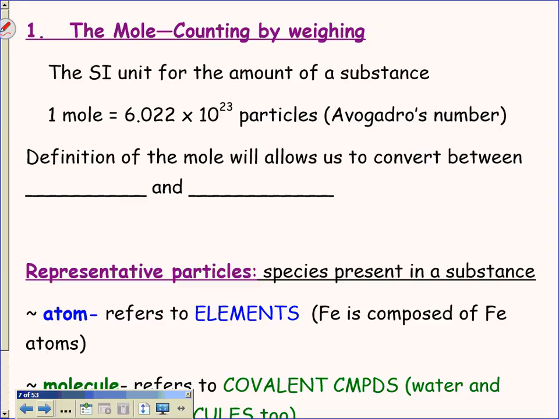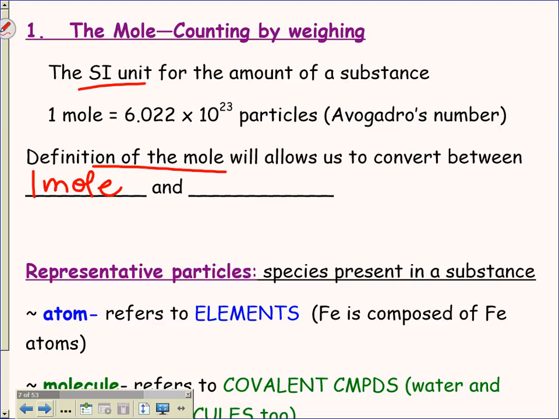Okay, so this gives you a little context to putting this number into perspective. The SI unit for the amount of a substance is what we're talking about now, the mole. So that is an SI unit, which is why we do speak of these things in the weird units that we kind of talked about. And so it allows us to convert between. The definition of mole allows us to convert between 1 mole and give me something else.